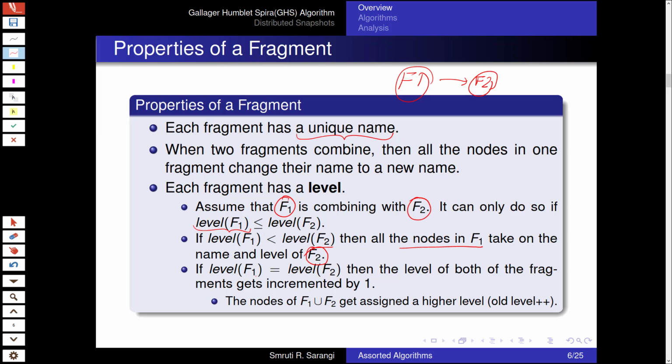An important point to keep in mind: if level F1 is equal to level F2, then the level of both fragments gets incremented by 1. If two fragments with an equal level are merging, the level of the combined fragment increases by 1. That's how the level increases. Furthermore, we will see what happens to the name. That is also interesting. They get a new name, which combines the names of both. We will see in a couple of slides how that happens. But if the levels are equal, it's more complicated than when the levels are not equal. The nodes of F1 union F2 get assigned a higher level, which is the old level plus plus.